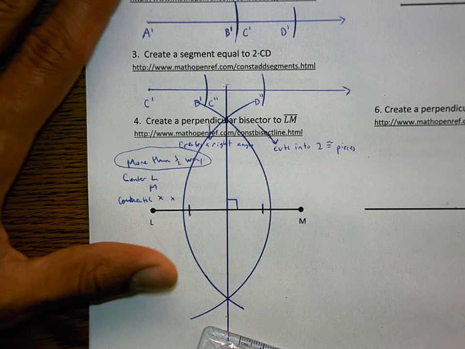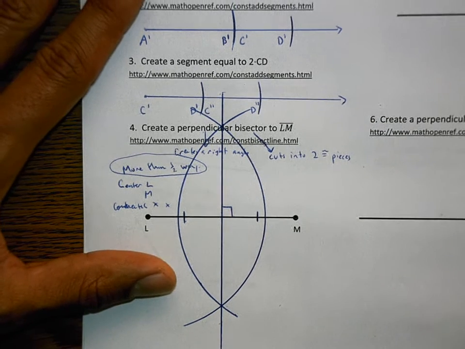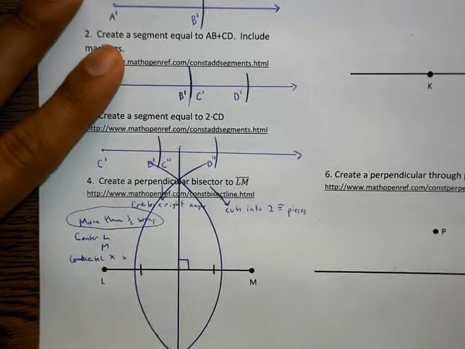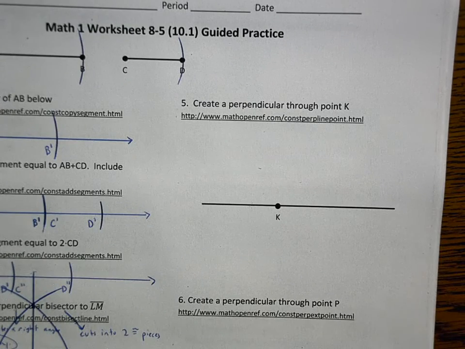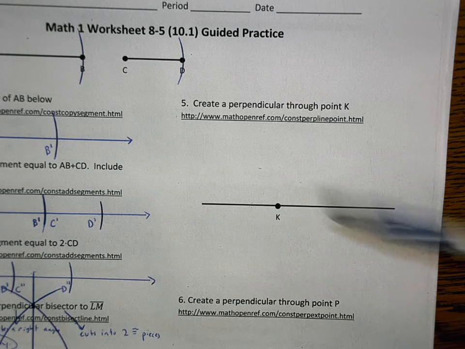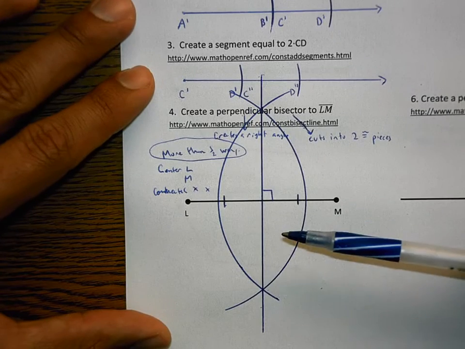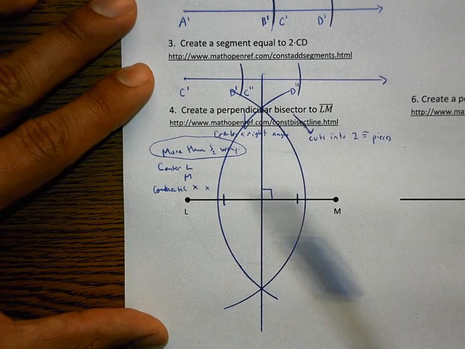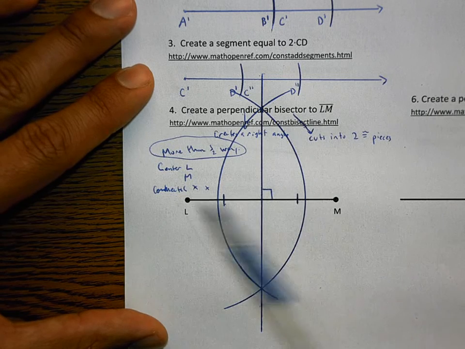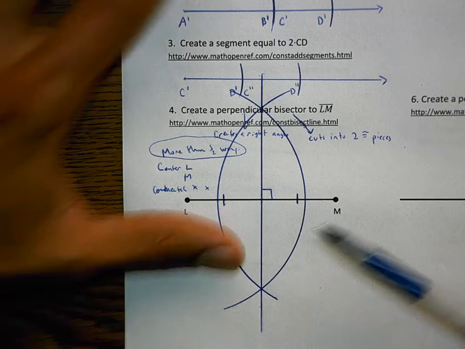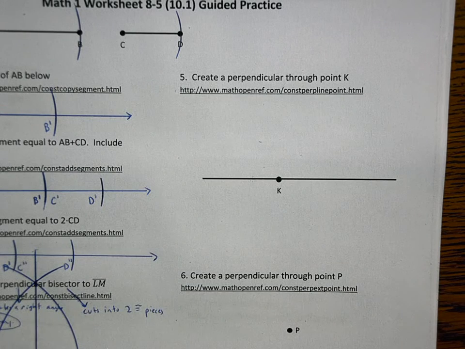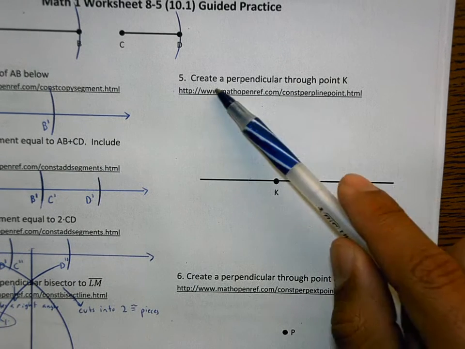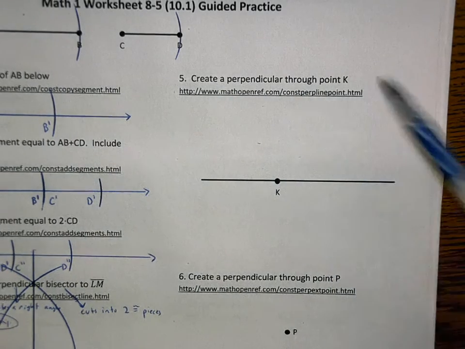Let's go to number 4. Number 5. Thank you. Now here's the difference between number 5 and number 4. Number 4, I had 2 points that were the same distance apart. When I go over to number 5, I do not have 2 points. I only have 1 point. And I have to create a perpendicular through point K.